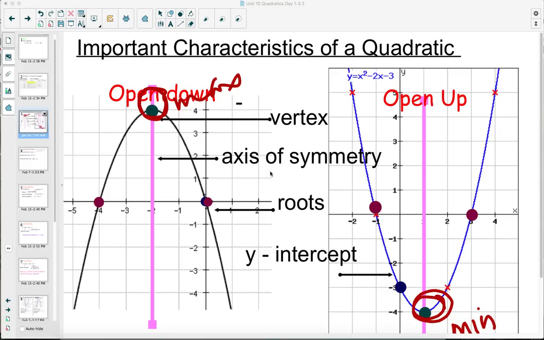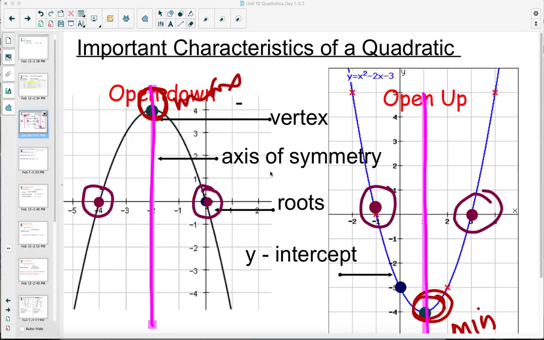The next vocab word is what we call the axis of symmetry, which is that pink line. Axis of symmetry is exactly what it says. It's the symmetric line that splits the parabola into two equal parts. The roots are also called the x-intercepts, or the solutions, or the zeros, and those are where it crosses the x-axis. So those circled points there.